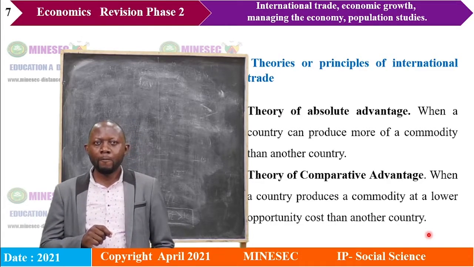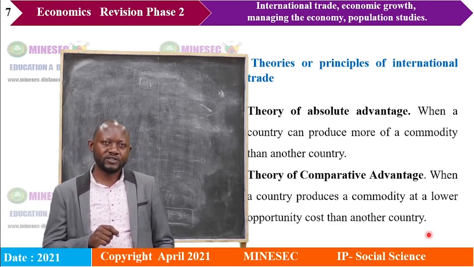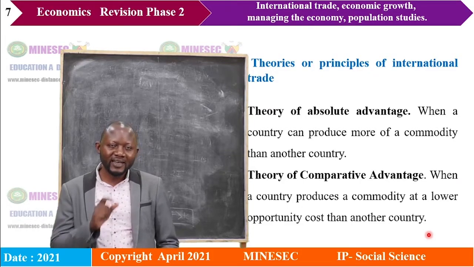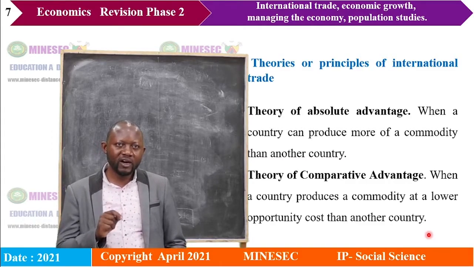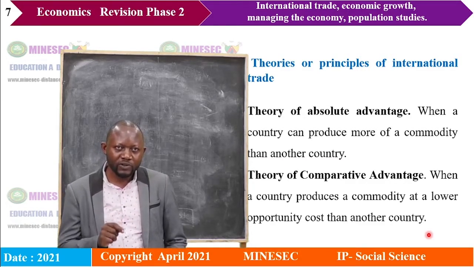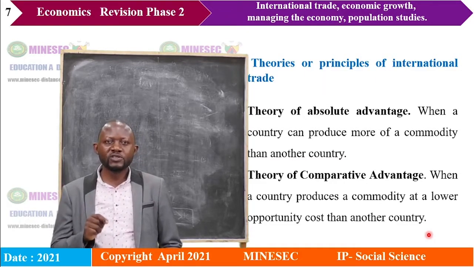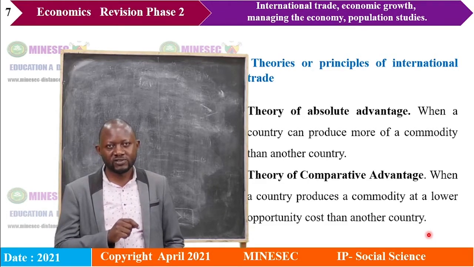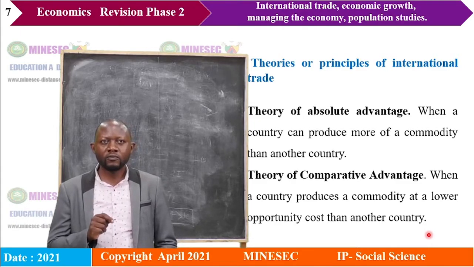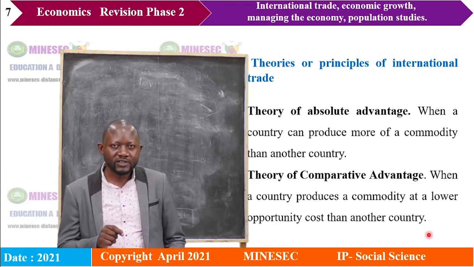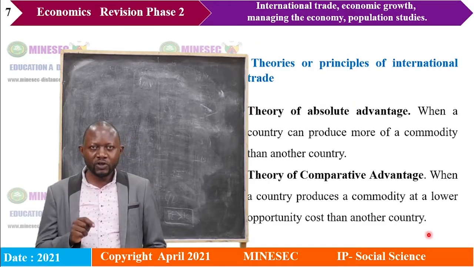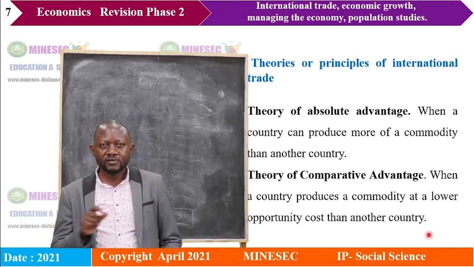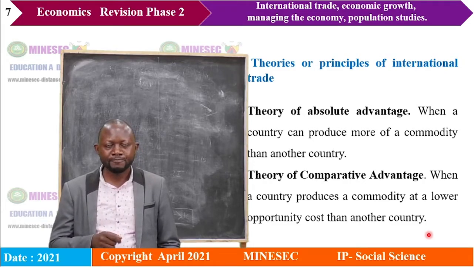We have David Ricardo's theory of comparative advantage. The country specializes where they are able to sacrifice less than their trading partner. That is, when a country produces a commodity at a lower opportunity cost than another country using the same amount of resources. Now, this theory actually forms the basis of international trade. It explains how even if a country has an absolute advantage in the production of both goods, there could still be a reason for trade, provided they have different comparative advantages.